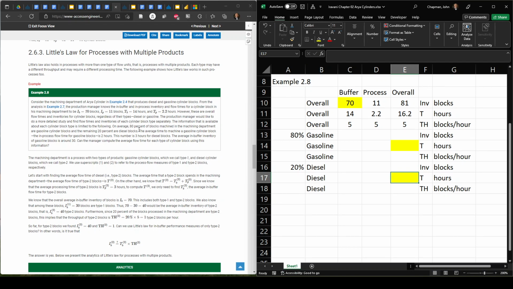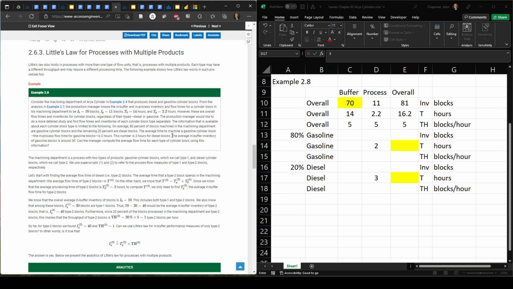First, let's put in some more information that they give us. The average time to machine a gasoline cinder block in the process flow time for gasoline blocks is 2 hours. So this is talking about process flow for the gasoline is 2 hours. Let me format this, get a center alignment. 2 hours for the in-process time of the gasoline product. Okay. This number is 3 hours for diesel blocks. So we'll come down here and we'll put 3 hours for diesel blocks.